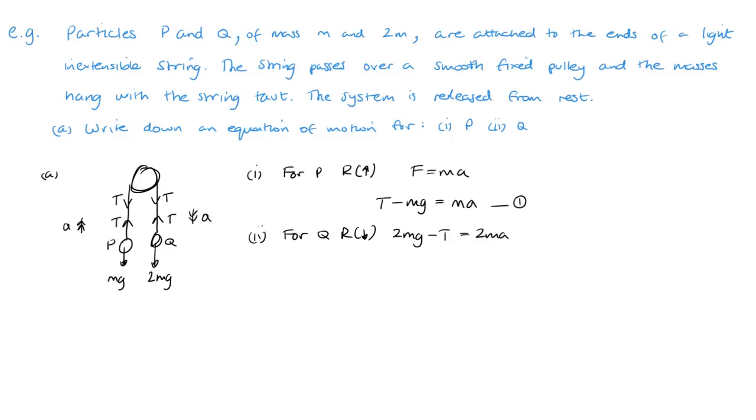So just to run through what we're doing, with P we had T going up and mg going down. So the resultant force would be T minus mg because we're moving upwards. So that is my F and then ma. For Q, we're moving downwards and we're taking down as positive. So 2mg minus T is the force going down, and that is equal to m times a. And that therefore gives me two equations.